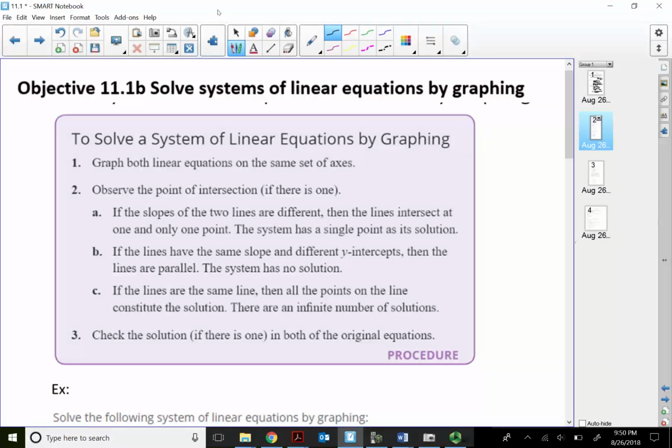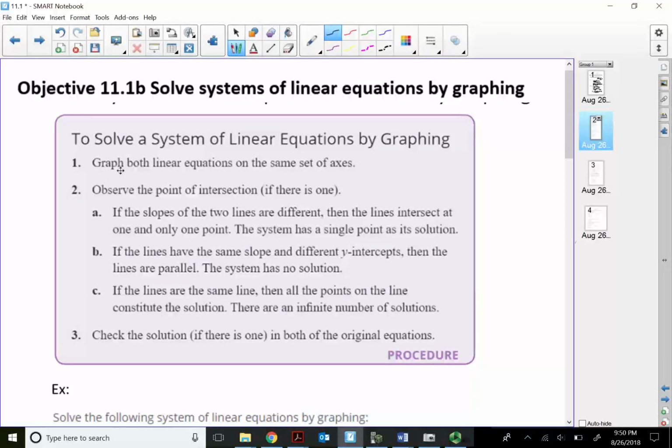Welcome to Module 11.1, Solving Systems of Linear Equations by Graphing. In this lecture video, I'm going to show you how to solve a system of linear equations by graphing. Here is the procedure. This is what we're going to do.